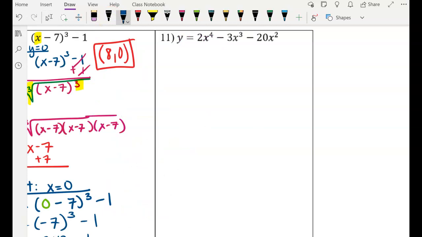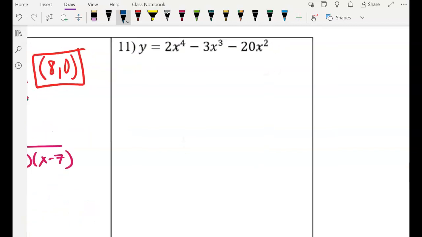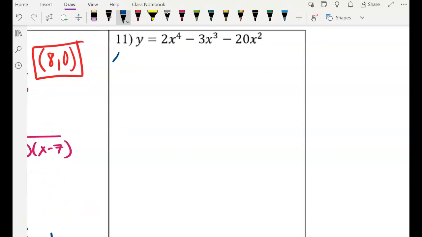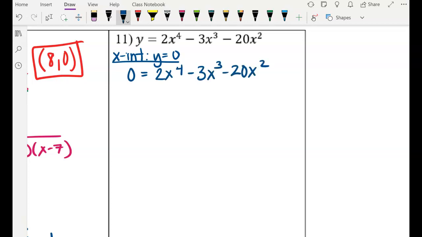Okay, our last example. Y equals 2x to the fourth minus 3x to the third minus 20x squared. And again, it's the same set of directions. So let's start with the x-intercept. Again, we're going to take it and set y equal to 0. So 0 is 2x to the fourth minus 3x to the third minus 20x squared. And students, this is no different than just solve, okay?